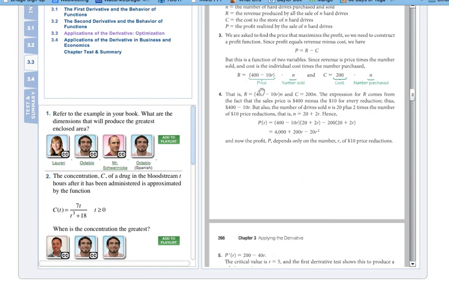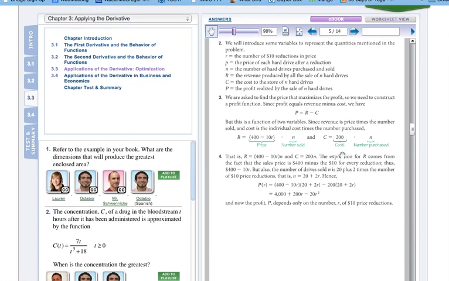So since revenue R in this one, they did the price is 400 minus 10N because they were talking about reductions in price, which is why there's a minus instead of a plus like we have, times N, the number sold, that's what we have as well. So it says the expression R comes from the fact that the sales price is 400 minus $10 for every reduction, but also the number of drives sold, N, is 20 plus 2 times the number of $10 price reduction. So that's how they actually got N in terms of R in this case.